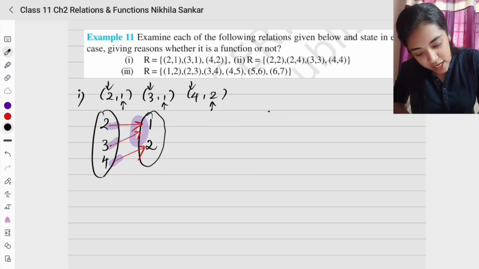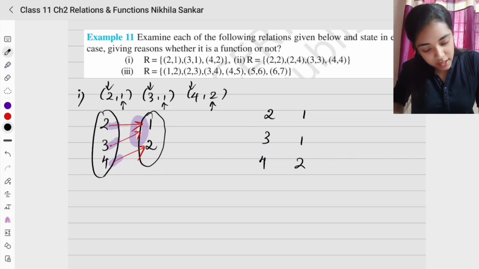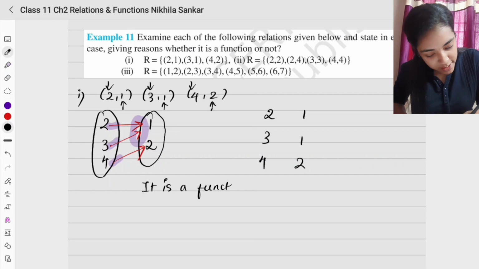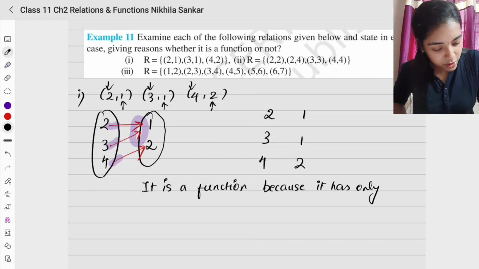Correct? So how can you write this? For 2, 3, 4, you have 1, 1 and 2. So there is no repetition. Okay, so this is a function. It is a function. Same reasoning as before. Please write it. Okay, it is a function because it has only one image.